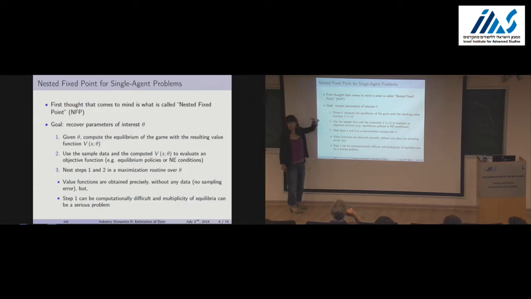And once you have these two steps, just iterate over theta. So give me a theta, compute the equilibrium of the game. Now you know the value functions. Once you know the value functions, write down the optimal policies, match them to the data. If it doesn't look good, update theta.